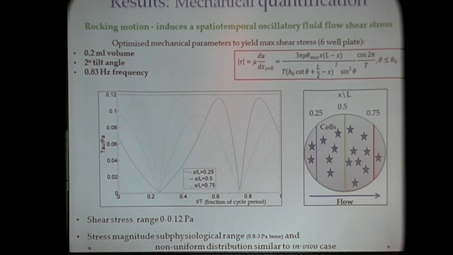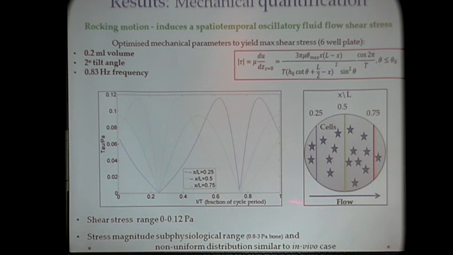So the rocking motion induces a special temporal oscillatory fluid flow, and I characterized for a 6-well plate to induce the maximum shear stress, and this can be achieved with 0.2 milliliters of volume, 2 degrees tilt angle, and 0.82 Hz frequency. And this is how the shear stress looks and the distribution.